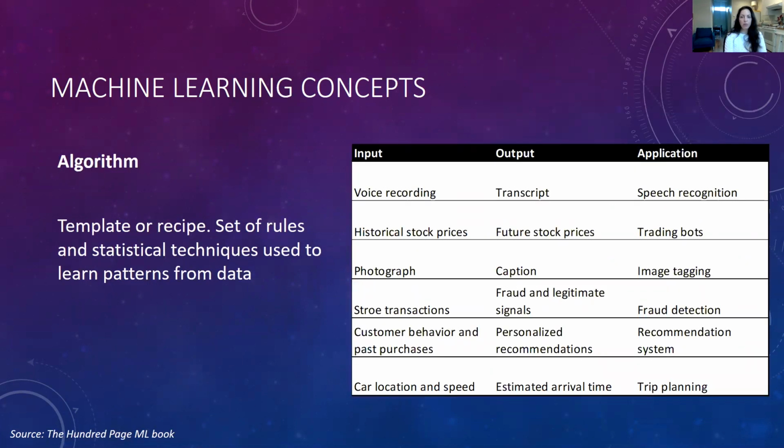So what's an algorithm? An algorithm is a set of inputs and outputs and a set of rules and statistical techniques used to learn patterns from that data. So you can look at the examples in the table. An input could be a voice recording, and the output could be the transcript of that input in an application like speech recognition. And so the algorithm will take that input, transform it into the output using a set of rules.